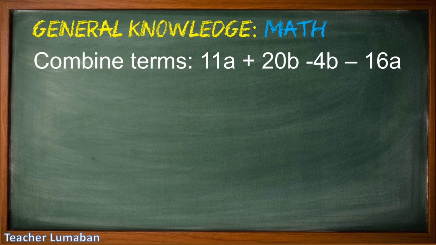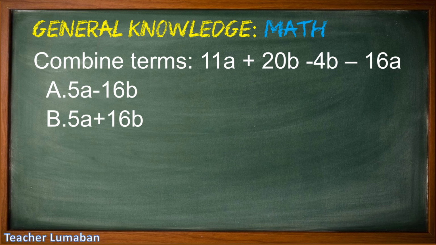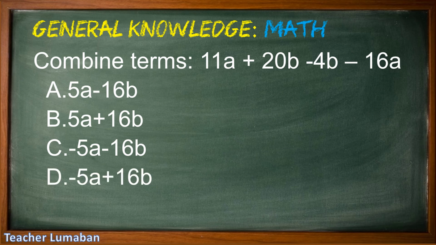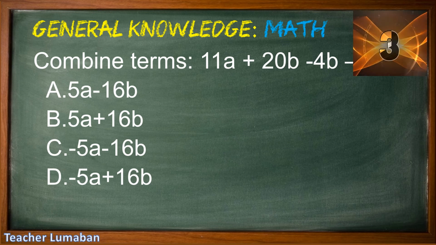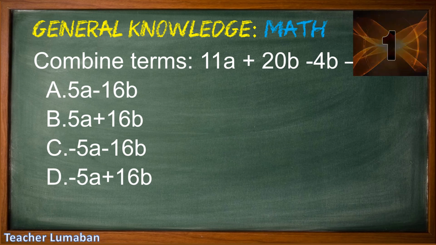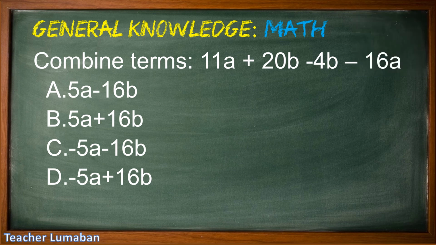Combine terms: 11a plus 20b minus 4b minus 16a. Letter A, 5a minus 16b. Letter B, 5a plus 16b. Letter C, negative 5a minus 16b. Letter D, negative 5a plus 16b. Please choose the suitable answer to the following choices in 5 seconds. 5, 4, 3, 2, 1. The correct answer is letter D, negative 5a plus 16b.